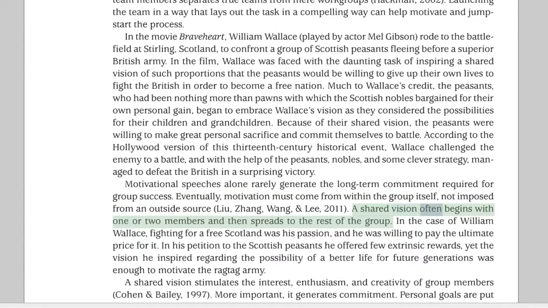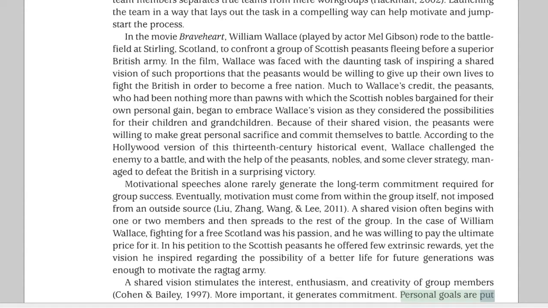A shared vision often begins with one or two members, and then spreads to the rest of the group. In the case of William Wallace, fighting for a free Scotland was his passion, and he was willing to pay the ultimate price for it. In his petition to the Scottish peasants he offered few extrinsic rewards, yet the vision he inspired regarding the possibility of a better life for future generations was enough to motivate the ragtag army. A shared vision stimulates the interest, enthusiasm, and creativity of group members. Cohen and Bailey, 1997. More important, it generates commitment.